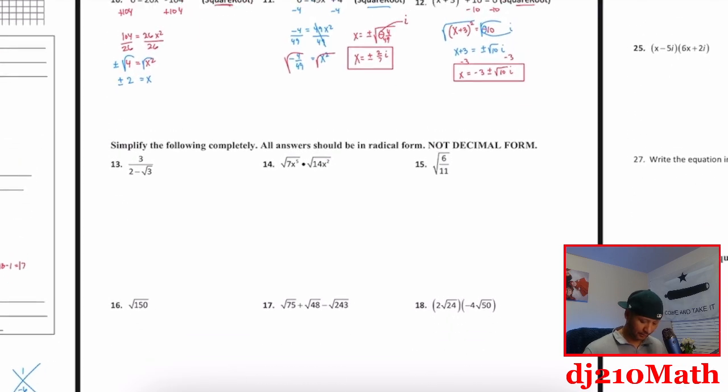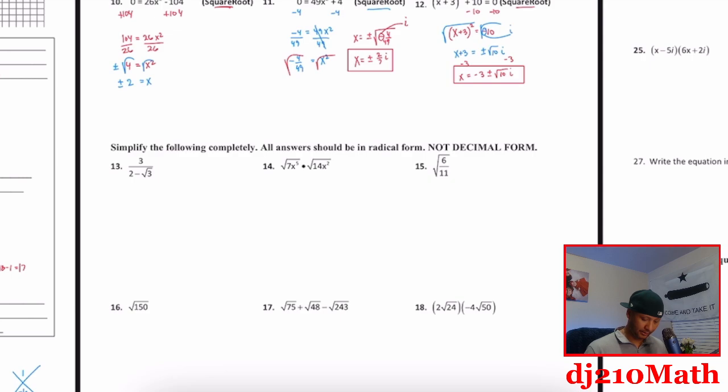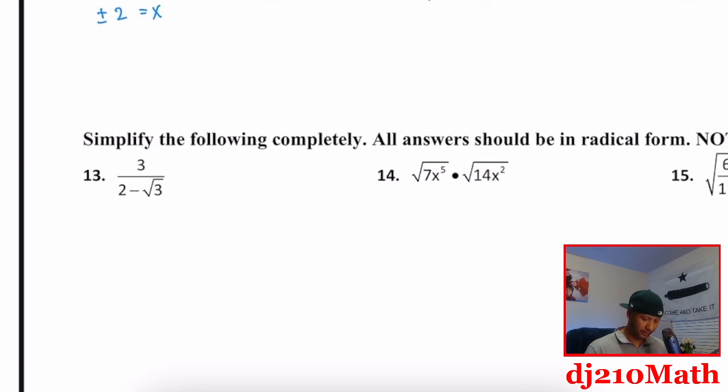All right. 13 through 18, not decimal form, so no calculator on this one. We just have to simplify completely, and then all answers should be in radical form. All right.